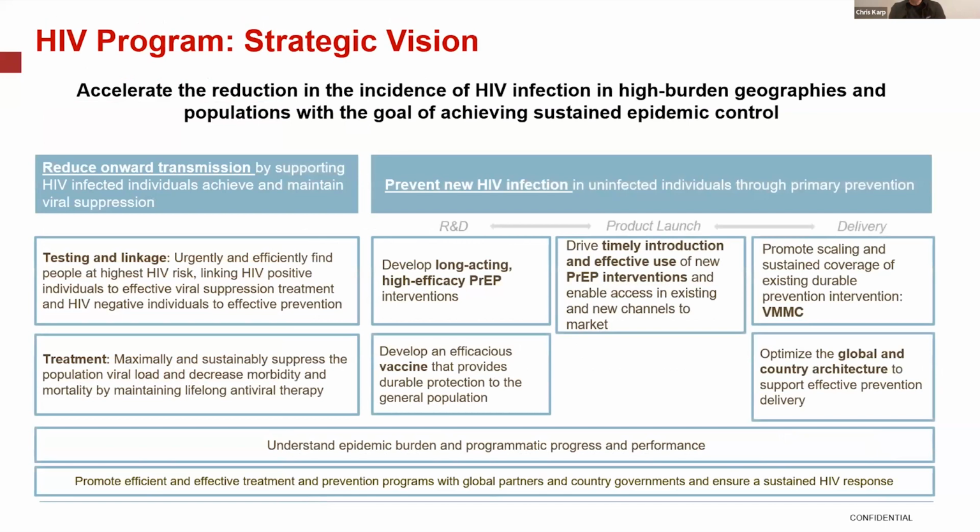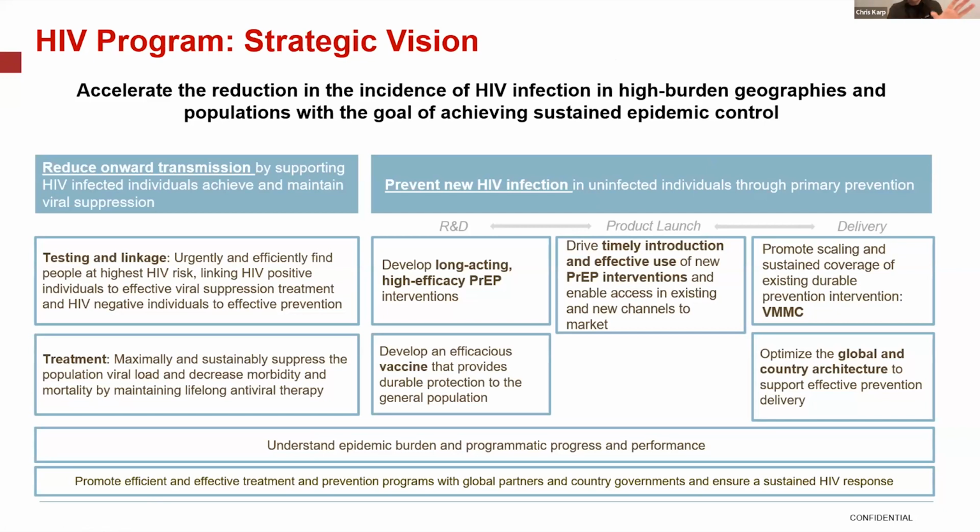So if you go to the next slide, if you take it down one level in each strategy, and I should say there's a so-called program strategy team, or PST, is the acronym, around each of these. If you go down one level, there's a deeply worked out strategy which gets pressure tested every year or two. So here is the highest level view of the strategic vision in the HIV program. Again, the major goal is to accelerate the reduction in the incidence of HIV infection in high burden geographies, with the goal of achieving sustained epidemic control. Really in two parts then.